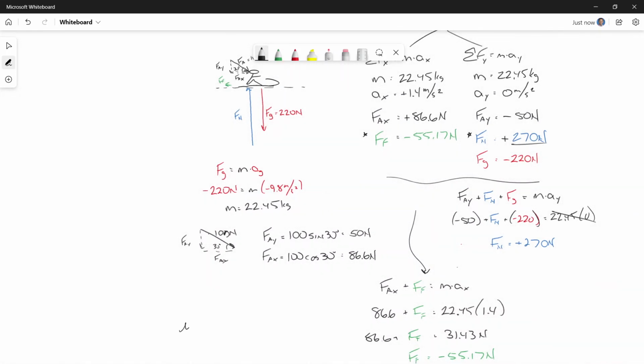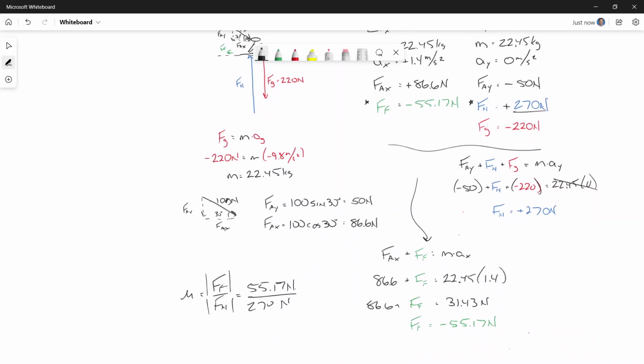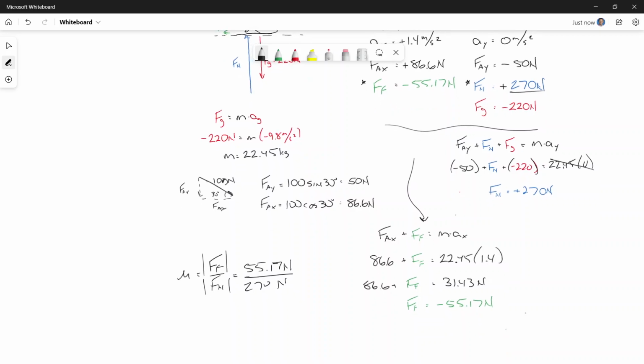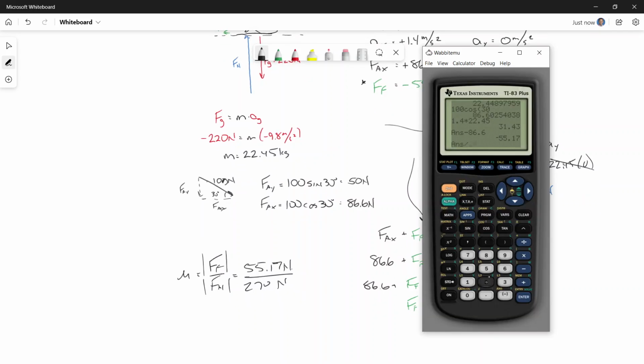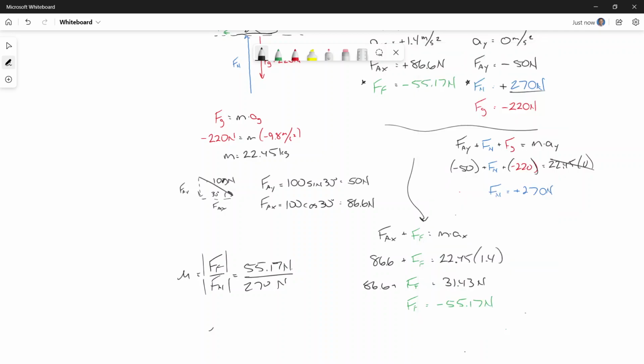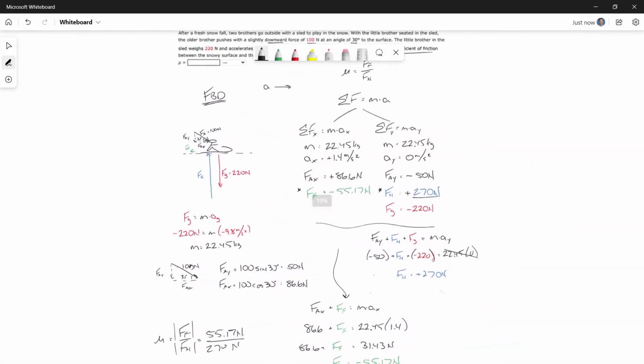And I know that mu is the ratio of friction over the normal force. And I know both of those now. Friction is 55.17 newtons. The normal force is 270 newtons. Now remember, I like to put these absolute value bars. I just want how much. So notice I don't need the negative signs anymore. How much friction? Friction is 55.17 newtons. And so when I take that ratio and divide that by 270, I get a ratio of 0.204. Mu is equal to 0.204. That is the coefficient of friction between the sled and the snowy surface.